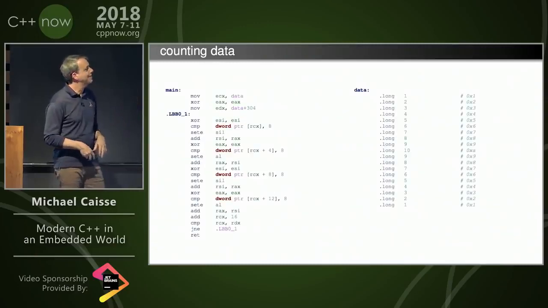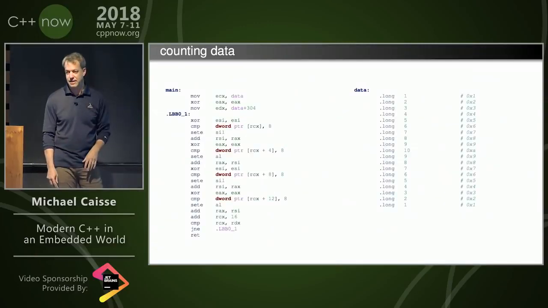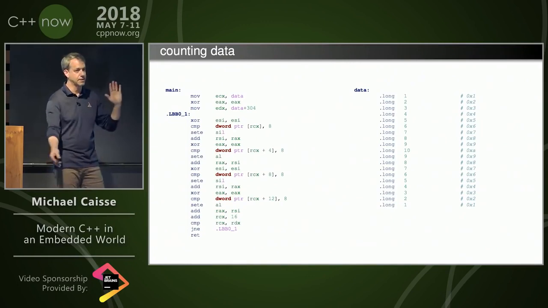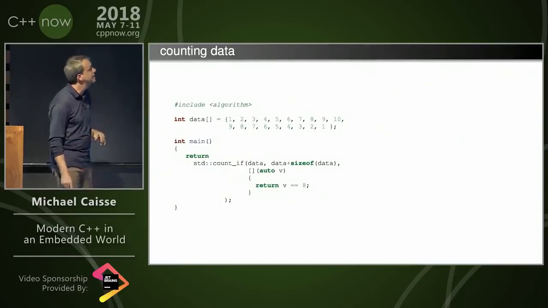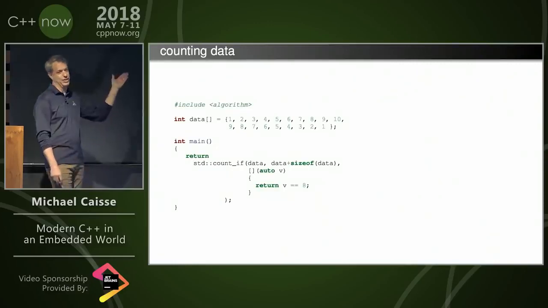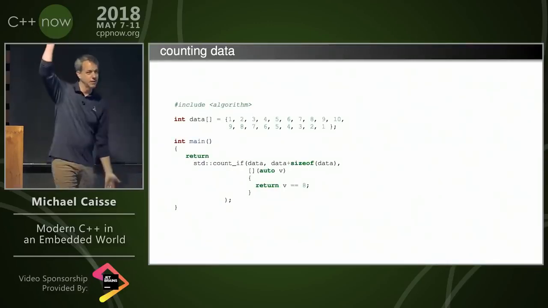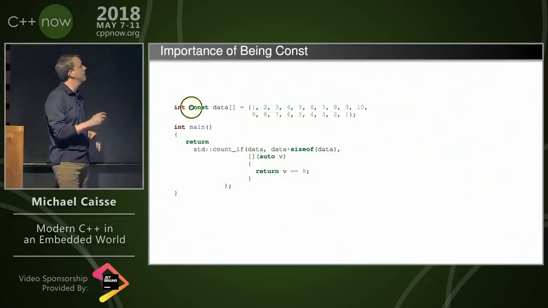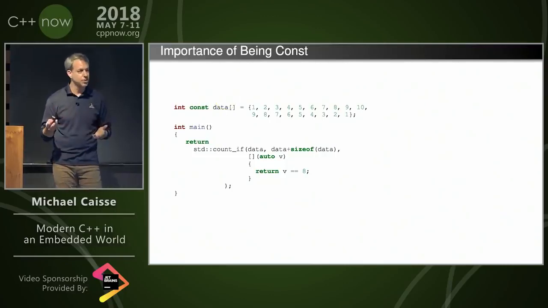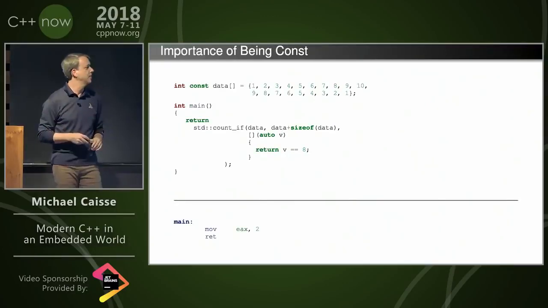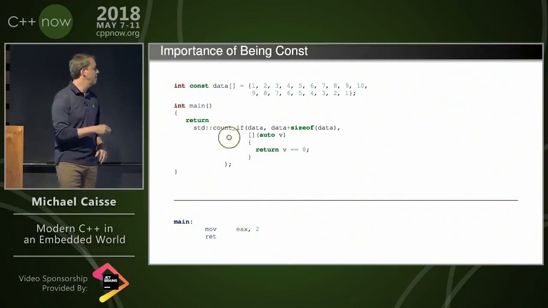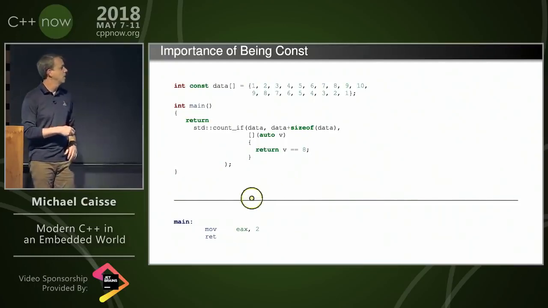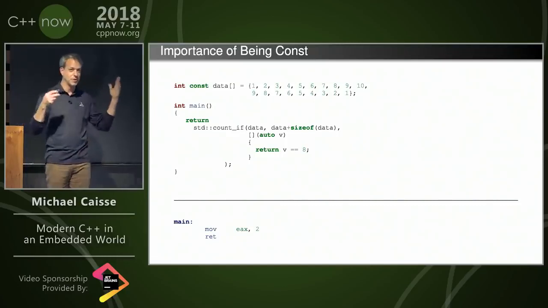Well, now I've got the data set, and here it is. It's going to be part of that BSS that gets loaded in, as we saw a little earlier. That might make me sad because I'm looking at this and going, it should just know. All right, so what's the answer? Const. Okay, so we just make this thing const. So now we've got const up here, and the compiler should know that this thing's not going to change on me. And sure enough, it doesn't. I now have a main that loads two in what's going to be the return.